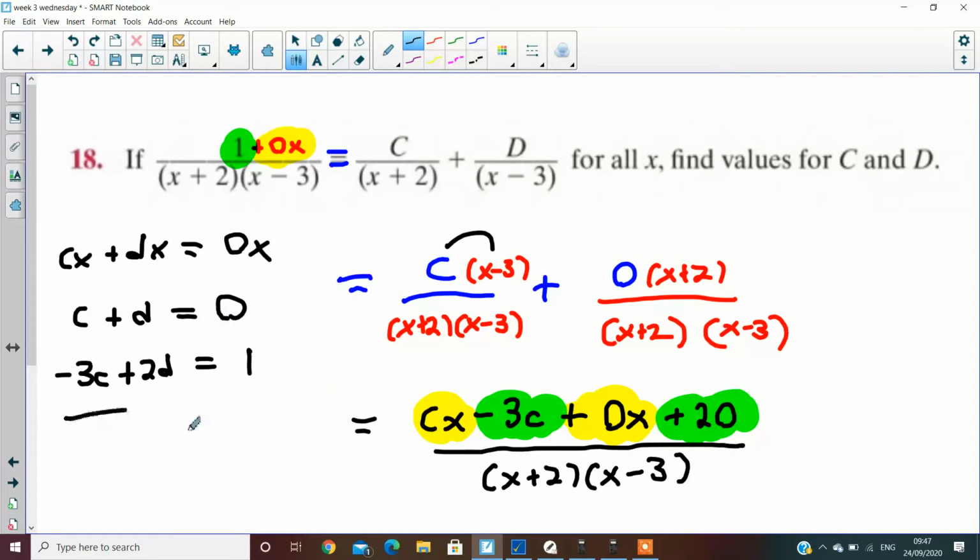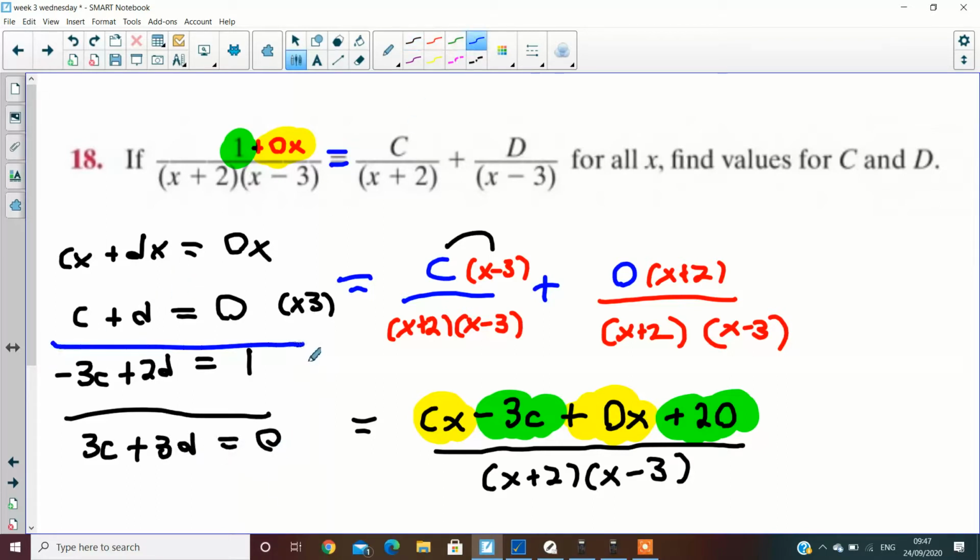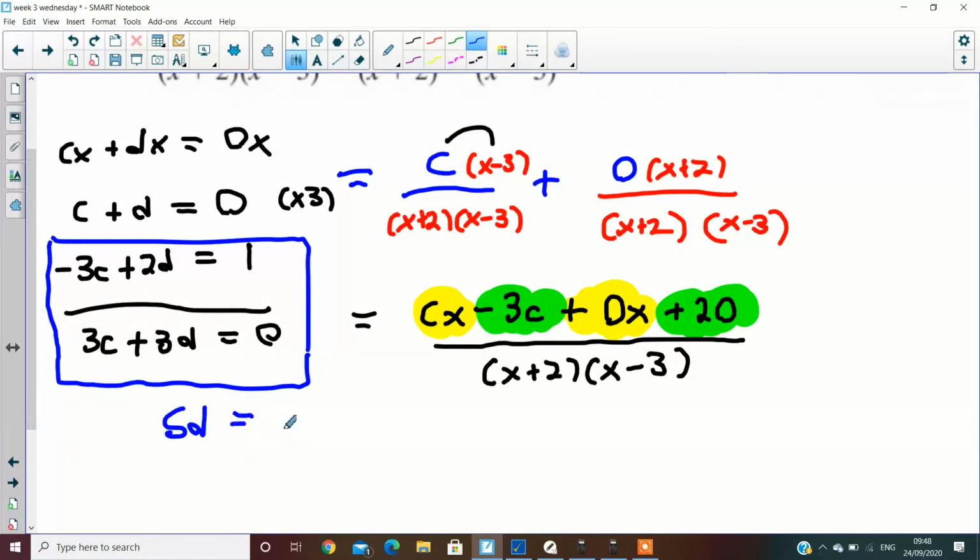What can I do with the top equation? Multiply the top equation by? Just by 3. What happens if I multiply it by 3? I'm being lazy because one of them's a minus and the other one's a plus already. So if I multiply the top equation by 3, what happens? 3c plus 3d equals 0. Now taking the 2d's in isolation, what do we do now? I can add downwards, can't I? And what happens? I get 5d equals 1, d equals 1/5. Is that okay with you guys? D equals 1 over 5. All right.